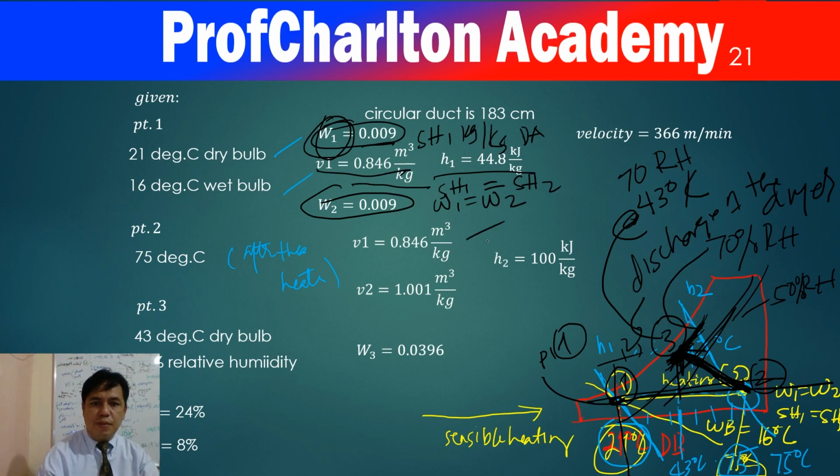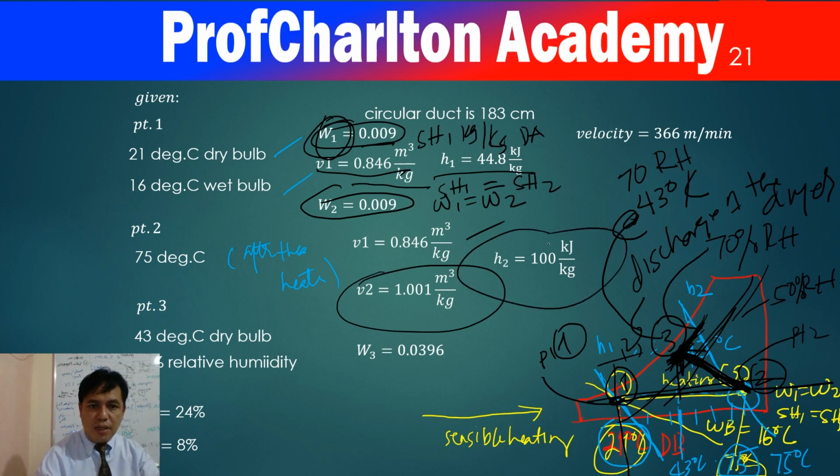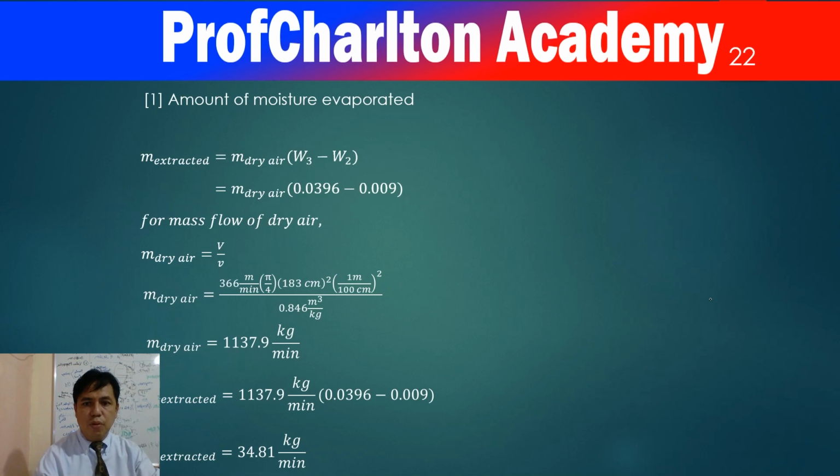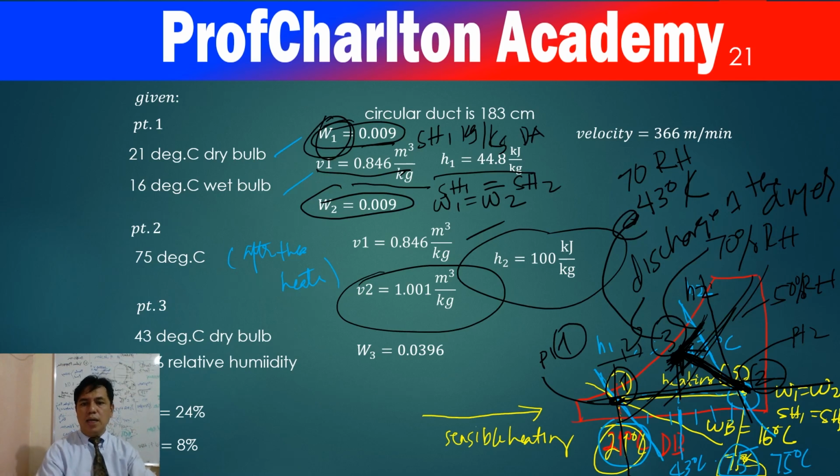So specific volume. Now, when you go to point 2, you can get the specific volume at point 2, and you can get the enthalpy at point 2. So this one is the enthalpy at point 2, then specific volume, let us say here, right? Maybe we can project a line like that. So a specific volume at point 2. Okay? Now, what about 3? At 3, you can get the specific humidity at 3.